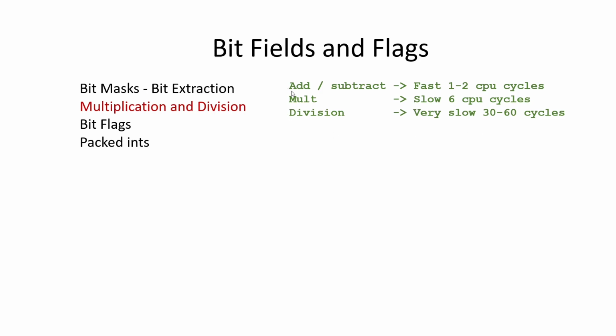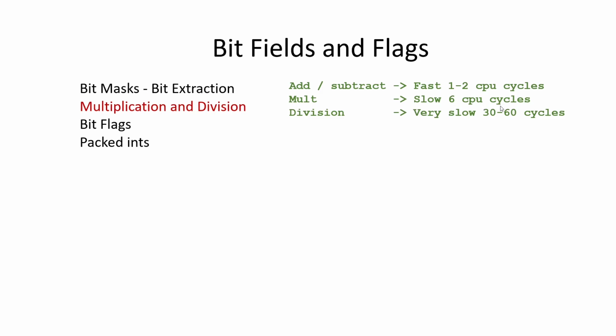So first, a little bit about speed. If I'm adding or subtracting, this happens very quickly on a CPU. 1 to 2 CPU cycles, depending on the architecture. I saw different measurements out there as I was looking up some data for you guys. However, multiplication is significantly slower. We're looking at 6 CPU cycles.